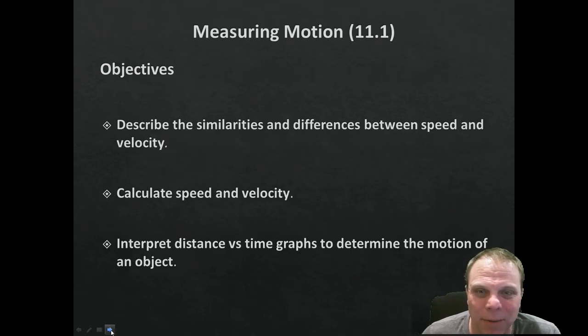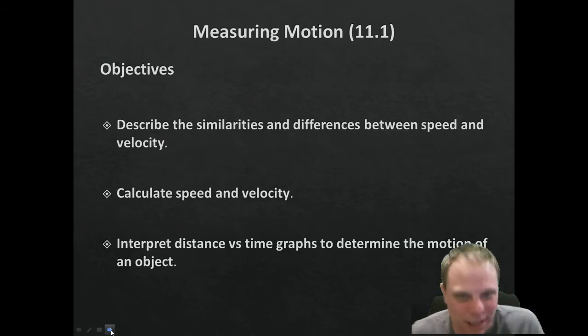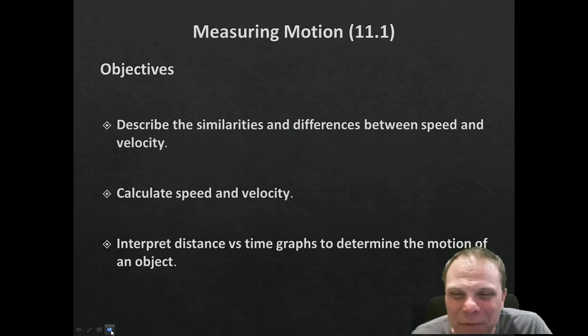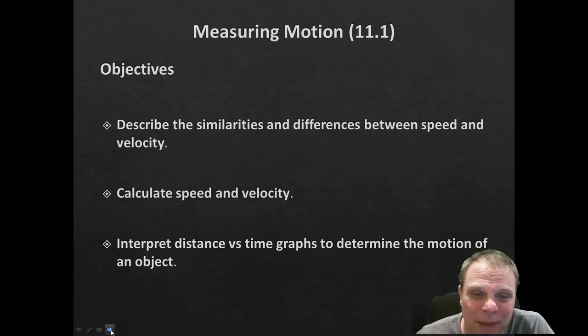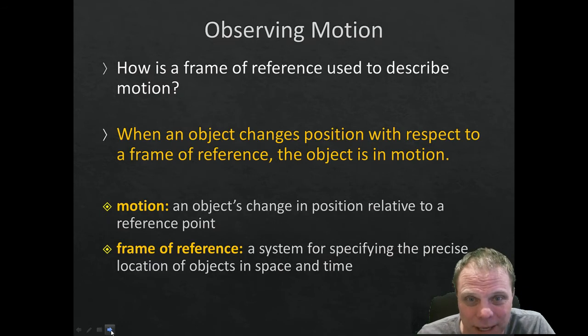Trust me. Okay, so let's talk about measuring motion. That's what we're going to be getting into here today. And so we're going to cover 11.1. These are our objectives: to describe the similarities and differences between speed and velocity, to calculate speed and velocity, and to interpret distance versus time graphs to determine the motion of an object.